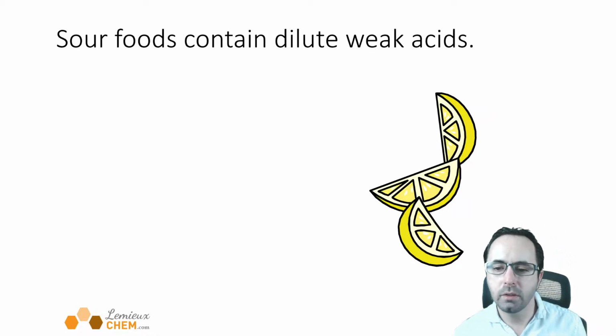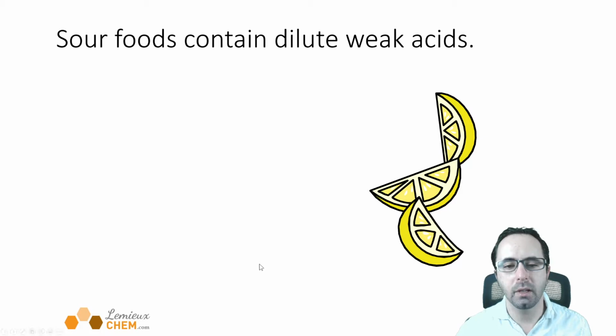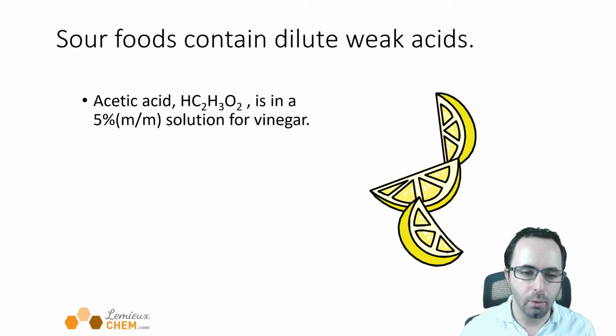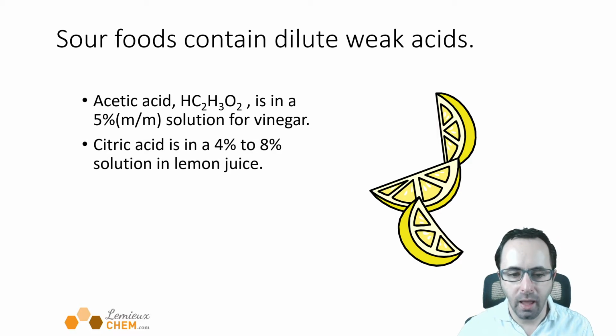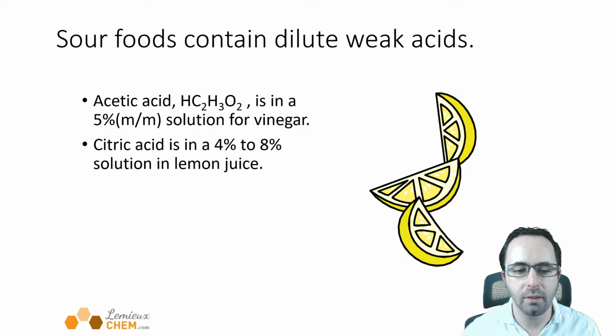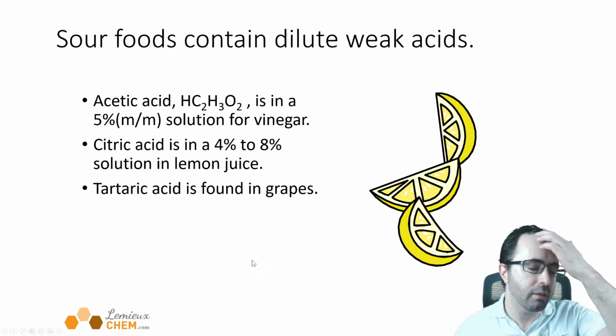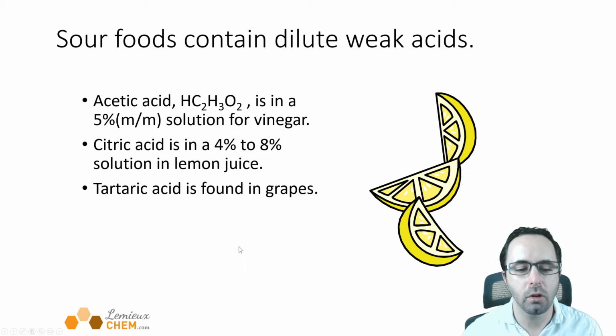So sour foods contain acids, so they're sour because they have acids. For example, acetic acid, vinegar, is sour. Citric acid is the acid in lemon juice, lemons and oranges and other citrus fruits. Lemon juice is about 4 to 8% citric acid, for example, which gives it its sour taste. And tartaric acid is the acid found in grapes, which gives them their sour taste. So tartaric acid is a kind of larger organic acid.